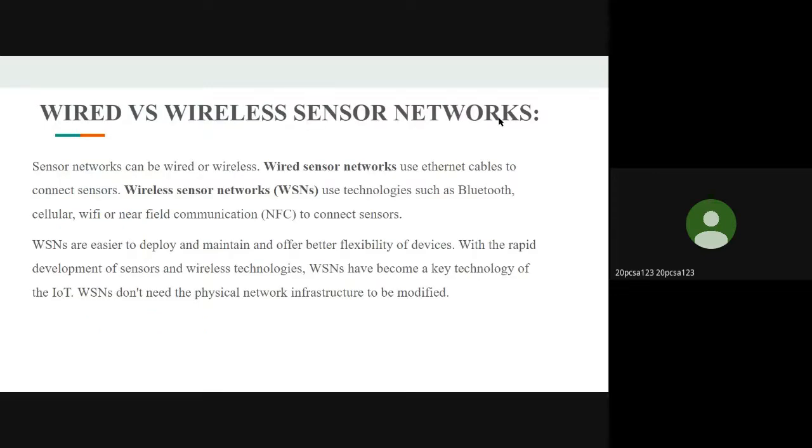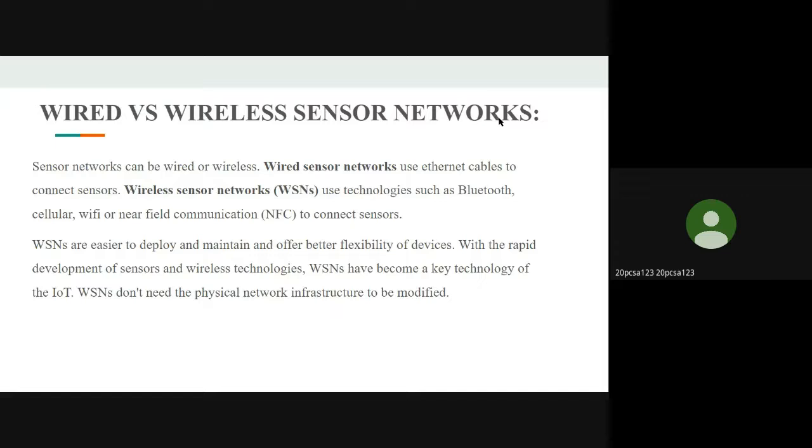As I said before, now we are going to see wired versus wireless sensor networks. Sensor networks can be wired or wireless. Wired sensor networks use Ethernet cables to connect sensors. Wireless sensor networks use technology such as Bluetooth, cellular, Wi-Fi, or near field communication (NFC) to connect sensors. Wireless sensor networks are easy to deploy and maintain and offer better flexibility of the device.